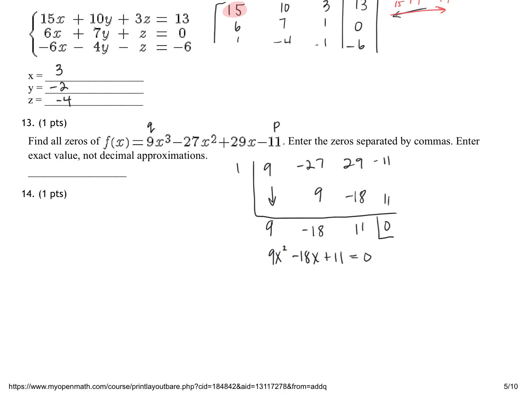So you would try to factor this. If it won't factor, then you would use the quadratic formula to find the other 2 zeros. So 1 zero is 1, and now you need to factor this, or I don't think it'll factor. You'll have to use the quadratic formula to find the other 2 zeros. So you should be getting 3 zeros for that.